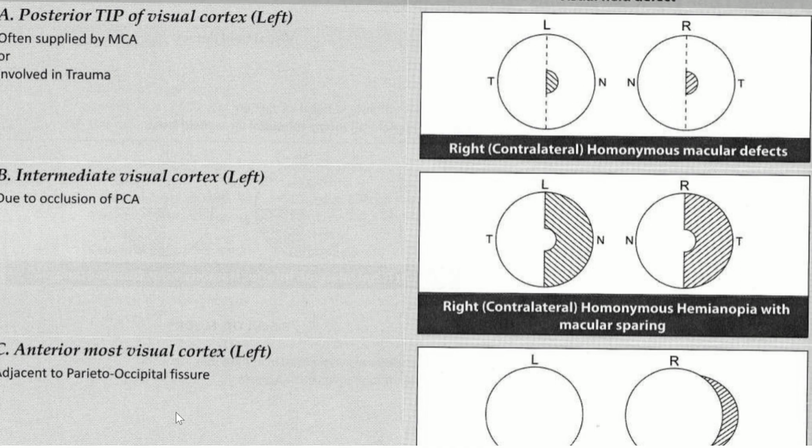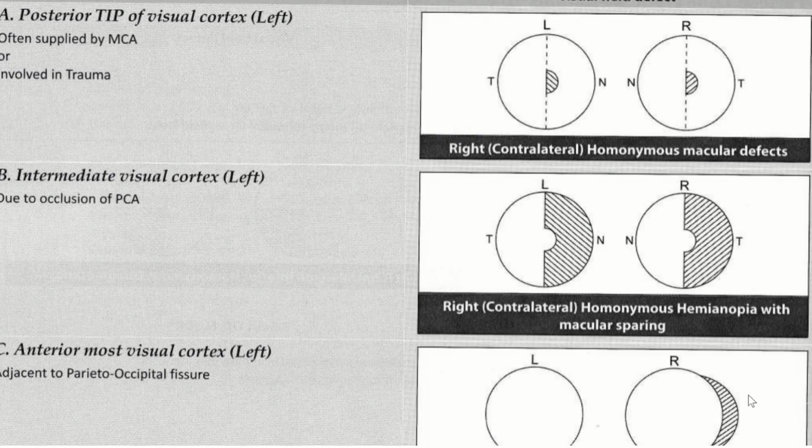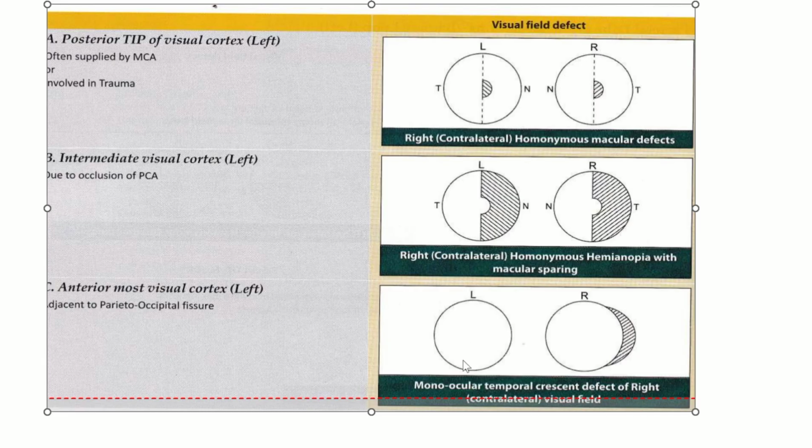Whereas when there is a lesion at the parieto-occipital fissure, that is somewhere here, then we will get this kind of visual field defect, which is known as the monocular temporal crescent defect of the contralateral visual field. This is not very important, but these two are important.